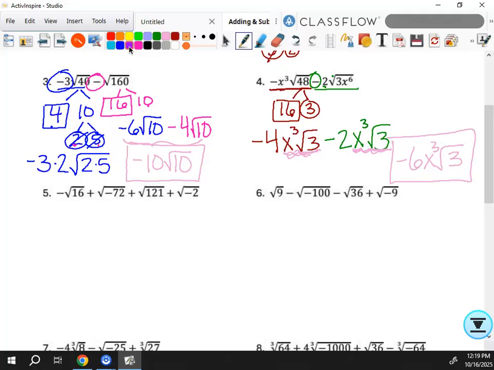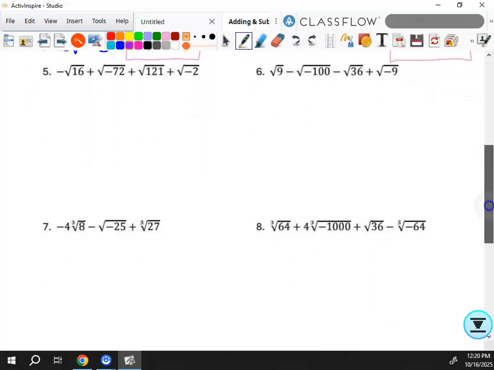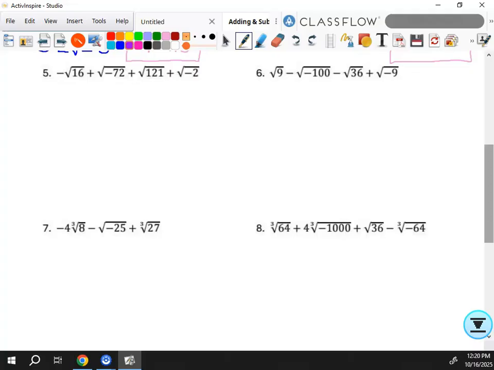Let's look at 5. All right, so I have a negative square root of 16. What's the square root of 16? 4. So this is just negative 4. Okay? I'm going to underline it because I'm going to have 4 terms and they might not all be at the same level here.